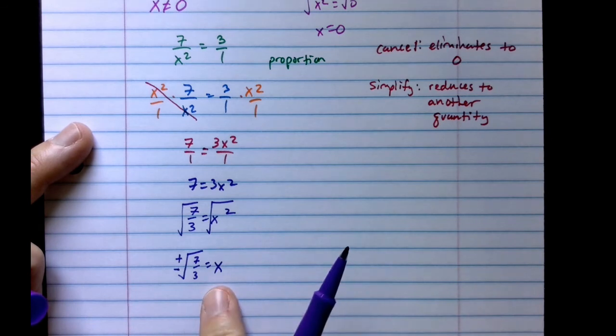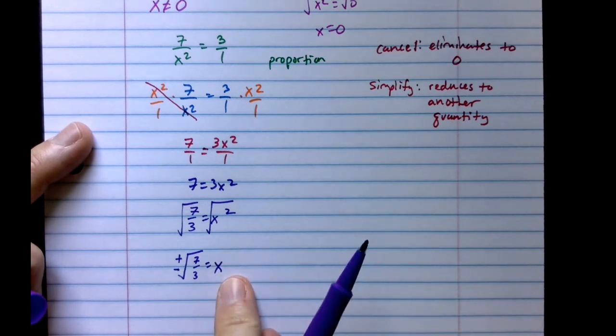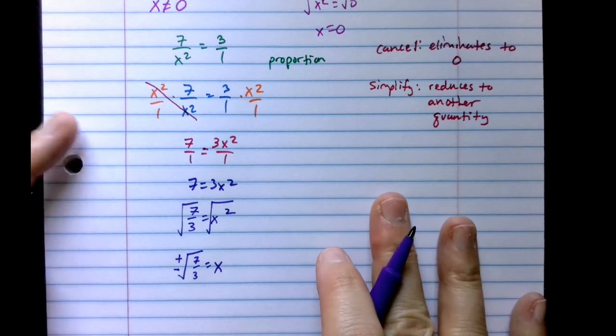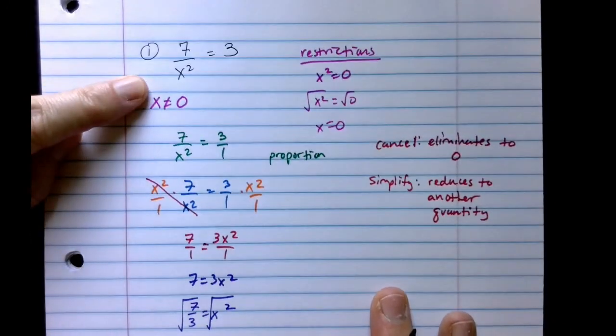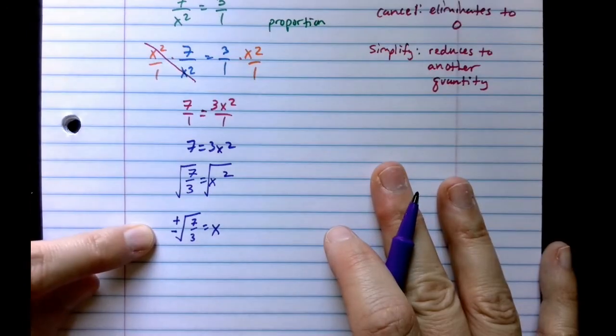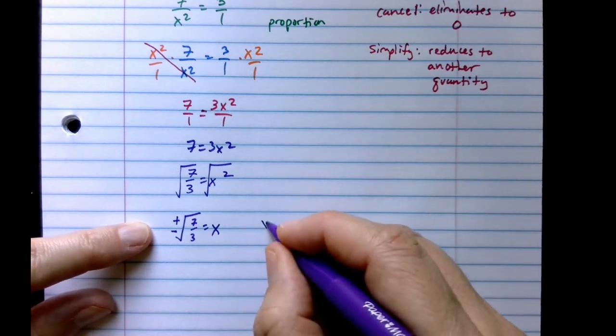Now, we need to check our answers against our restrictions up top. Remember, what were we restricted? We said x cannot be 0. Did we get 0? No. So now we know this is our final answer.